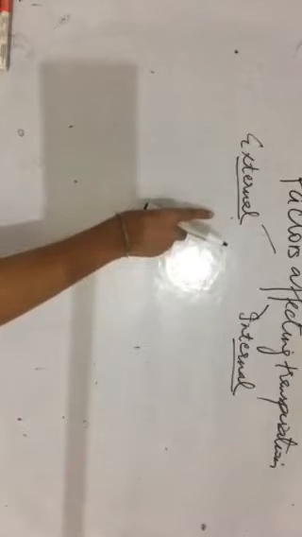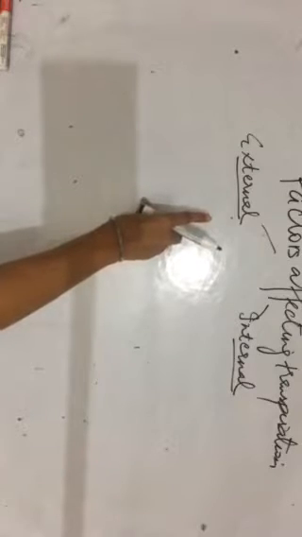For example, an example of external is sunlight, right? Sunlight is outside, it's not inside the plant. And internal can be stomata, the number of stomata. So stomata are present within the plant. So two types of factors are there: external and internal. External are the ones that affect the plant from outside, and internal factors are the ones that affect the plant from inside. So there are six in number.